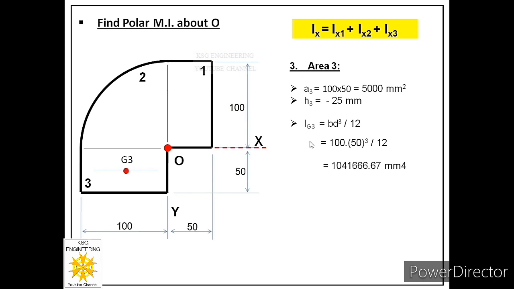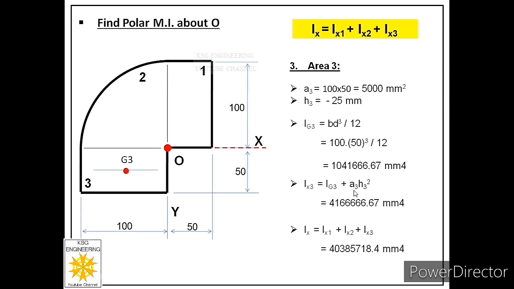So once you get these three values, apply parallel axis theorem to find Ix3. So that will be equal to Ig3 plus A3 H3 square. So put these values, you will get the value of Ix3. Now we have calculated the value of Ix1, Ix2, Ix3. Put these values in this equation. That means we can get Ix. What is Ix? Ix is the area moment of inertia of this composite area about the x-axis.